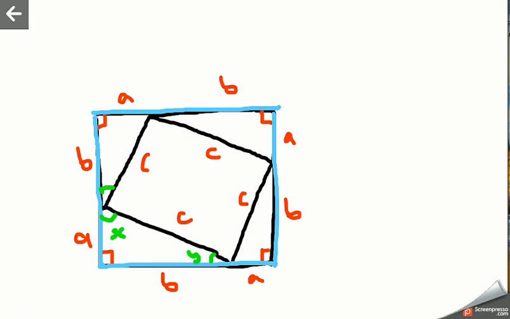Well, this is the same triangle except rotated. So this has to be the same as angle Y. And now I want to ask the question, what does X plus Y equal?